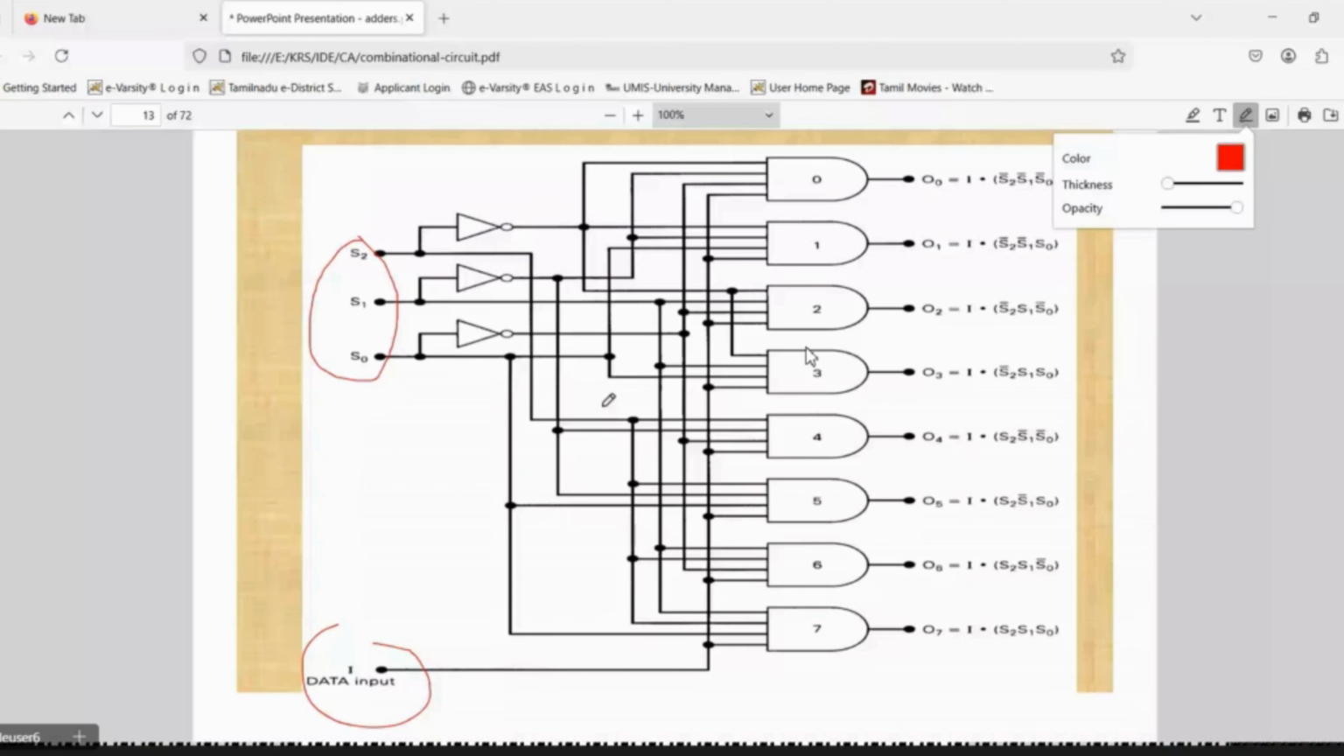So with this, combinational logic is over for us: adders, subtractors, decoder, encoder, multiplexer and demultiplexer.